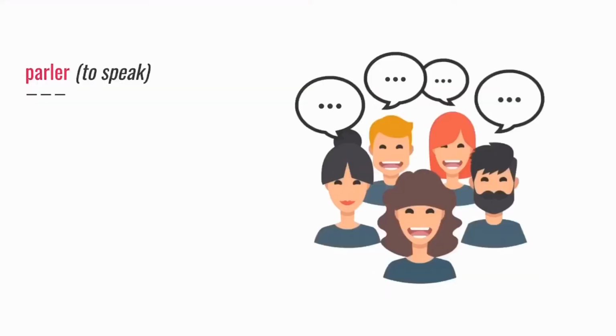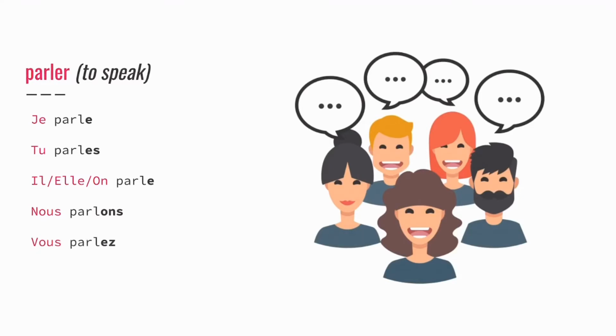How about parler? If I wanted to say I speak French in French, I wouldn't say je parles français. Instead, I would say je parle français. When conjugating with tu, replace the R with an S. Il, elle, on is conjugated like je. Then for nous, you replace the ER with ONS. For vous, make the R to a Z.